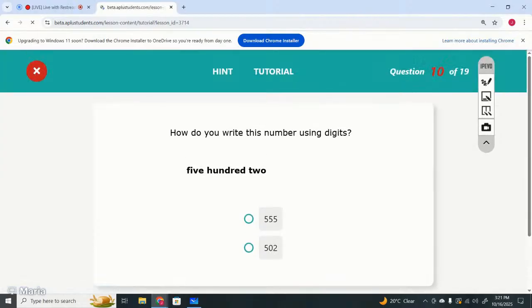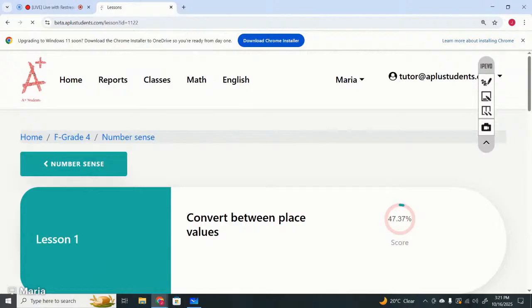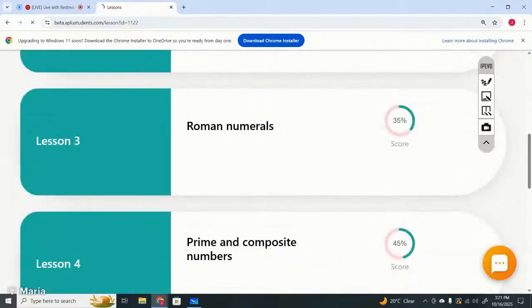Okay, you can complete the lesson by yourself later today. Let me just move on to the next lesson. The next lesson is Roman numerals.